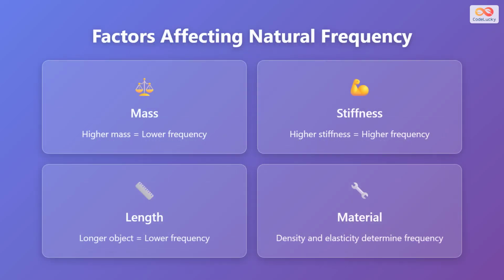Several factors determine an object's natural frequency. First, mass. Objects with higher mass tend to vibrate at lower frequencies. Second, stiffness. Stiffer objects vibrate at higher frequencies. Third, length. Longer objects generally have lower natural frequencies. And finally, the material itself matters, as density and elasticity play crucial roles in determining how fast an object vibrates.